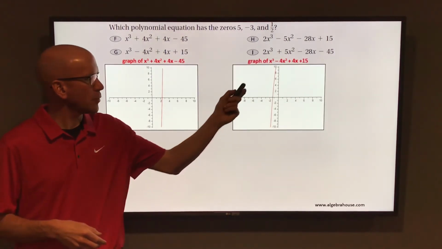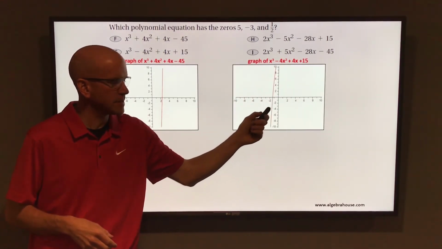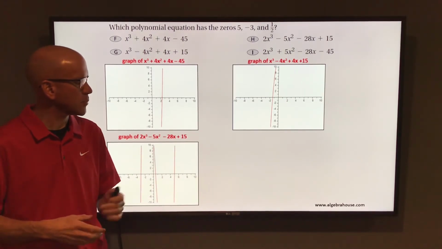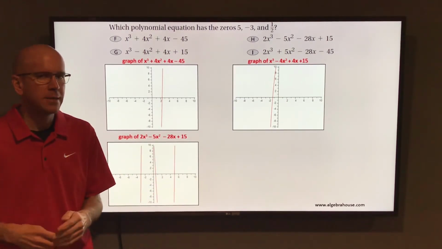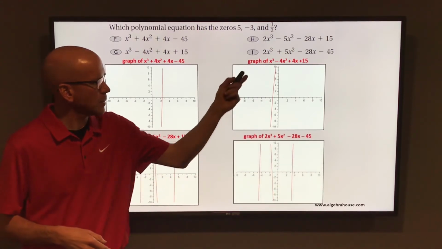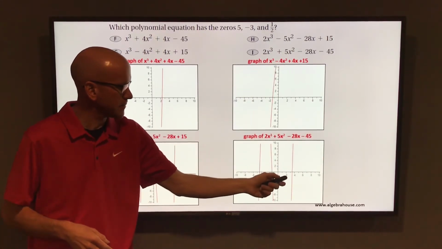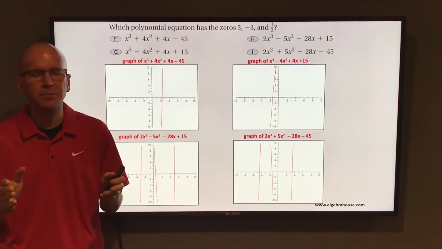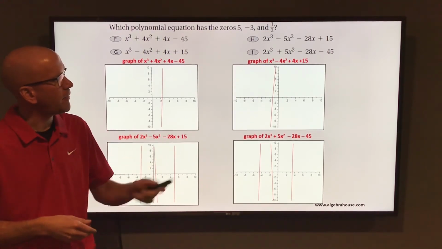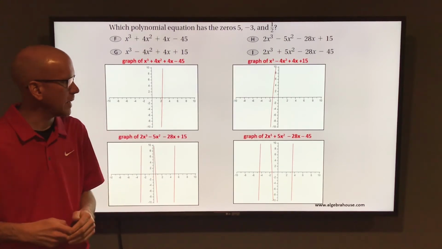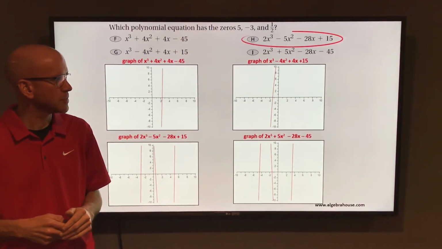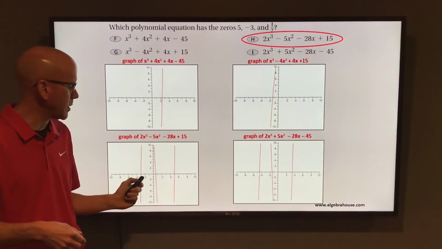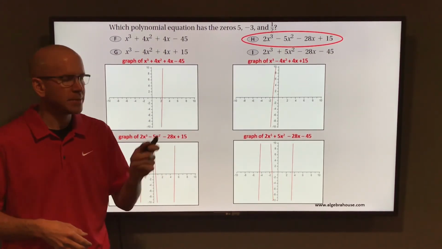Letter G, x to the third minus 4x squared plus 4x plus 15. That is the graph on that. Letter H, 2x to the third minus 5x squared minus 28x plus 15. That is its graph. And letter I, 2x to the third plus 5x squared minus 28x minus 45. That is the graph for that. We're looking for zeros, x-intercepts, roots, solutions of 5, -3, and 1/2. So you're looking for the graph that has those roots, those zeros, those solutions of 5, -3, and 1/2. And it is letter H.